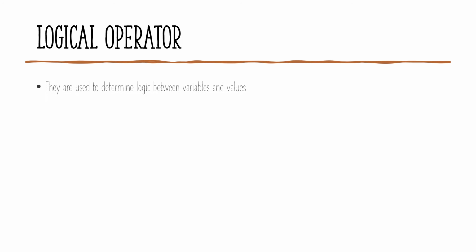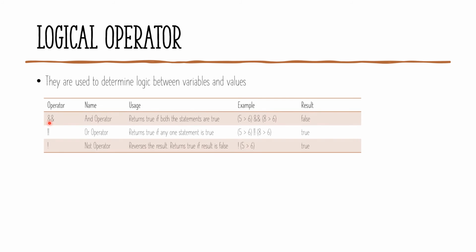Logical operators are used to determine logic between variables and values. For example, AND operator returns true if both the statements are true. OR operator returns true if any one statement is true. NOT operator reverses the result. It returns true if result is false.